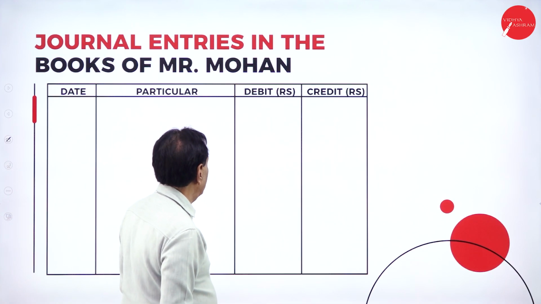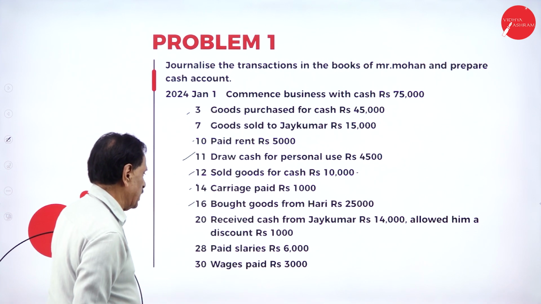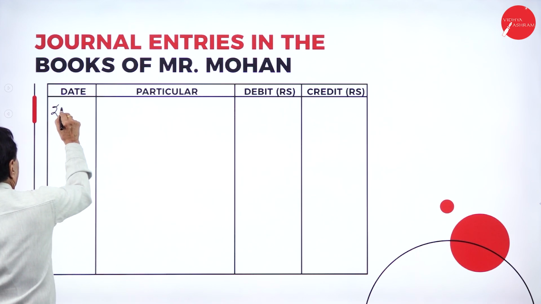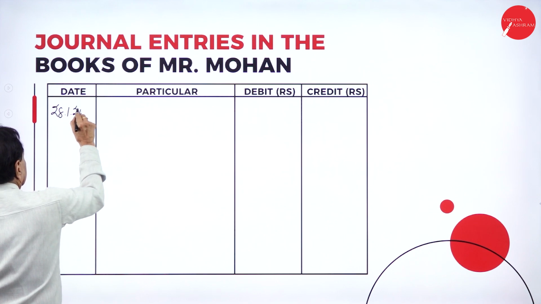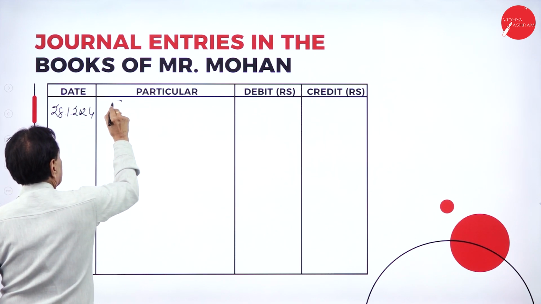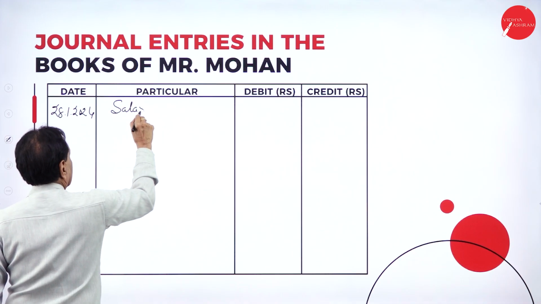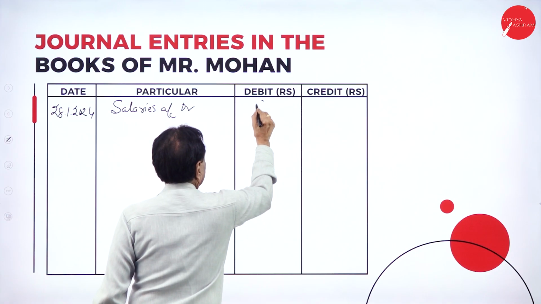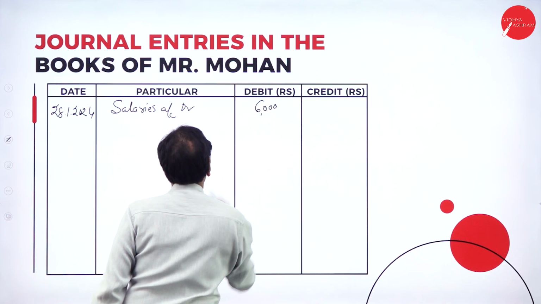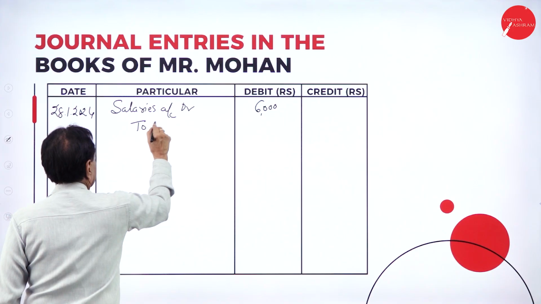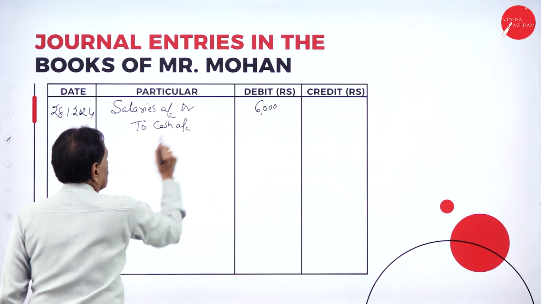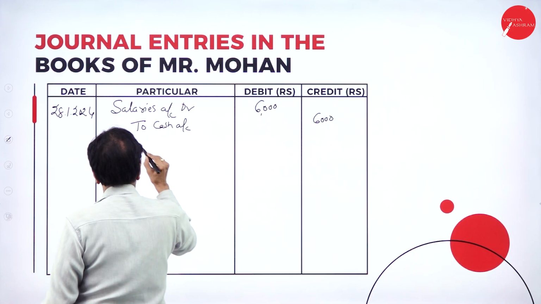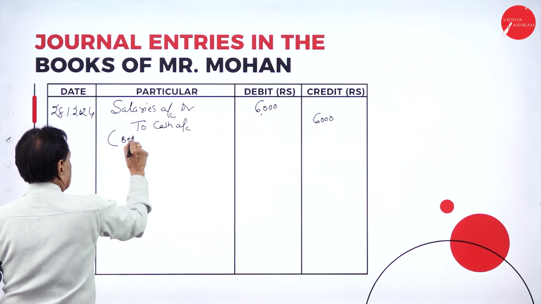So the 20th is over. Paid salary of rupees 6,000 on 28/1. Salaries account debtor, 6,000, to cash account, 6,000. Being salaries paid.